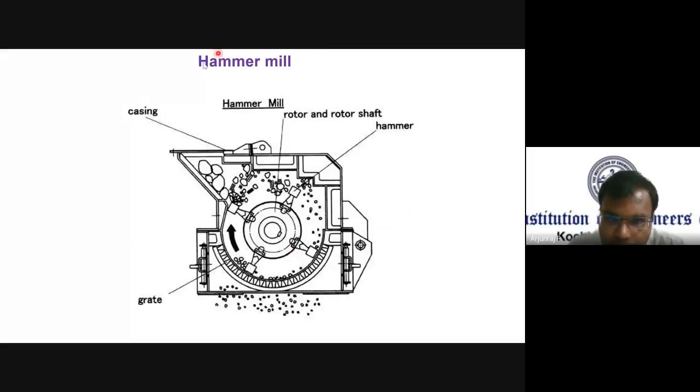This is the hammer mill, where it has the rotor and the rotor shaft. It is the hammer, and it has a grade, and accordingly you can reduce the size of the stone using this hammer mill. This is the casing, which protects the hammer and the internal parts.